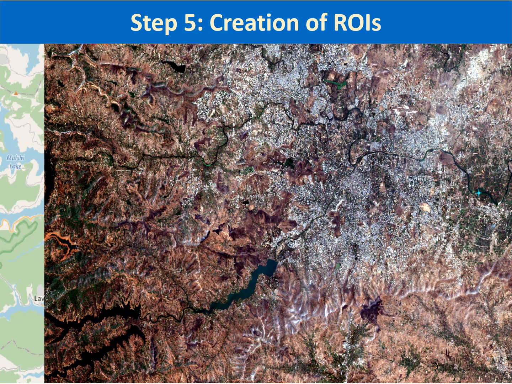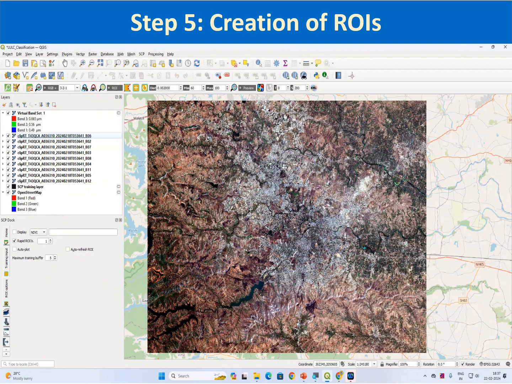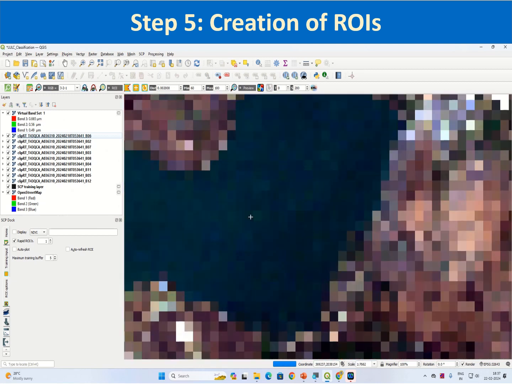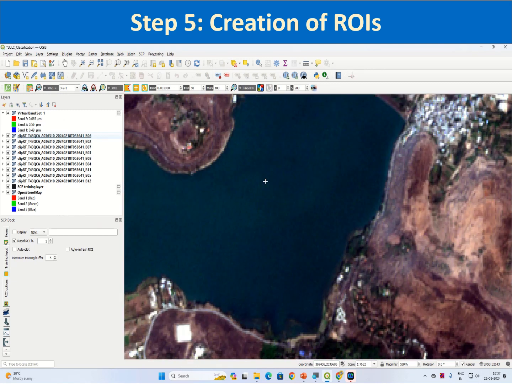Now this image will not be of much use to you, even though it is possible to create a polygon training input by manually drawing the training input for water. But still, let us try and visualize the false color composite.